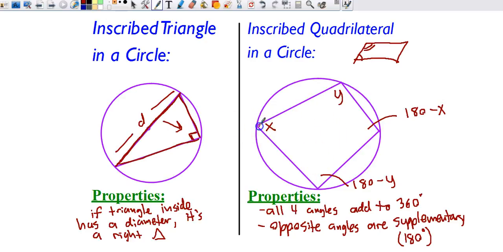Why that works, real briefly, without trying to take up too much of your time: you know that the arcs around a circle add to 360. This angle is half this arc, and this angle is half the opposite arc. And so if you take the 360 and divide by 2, you're going to get 180. So the opposite angles are going to add to 180.